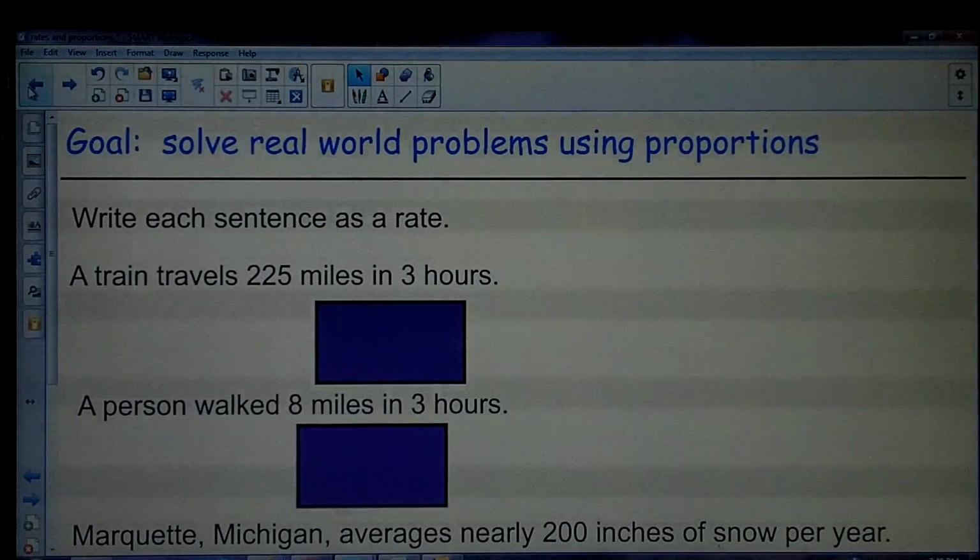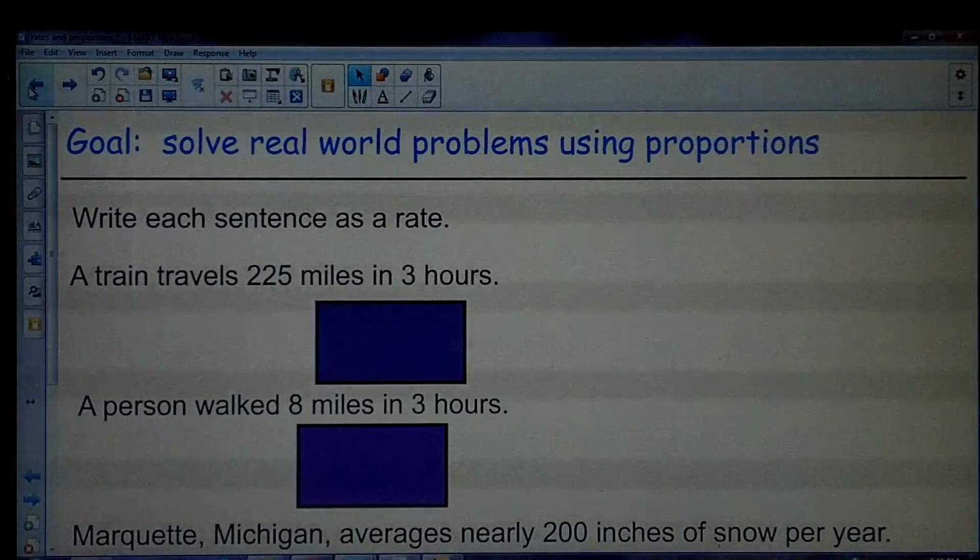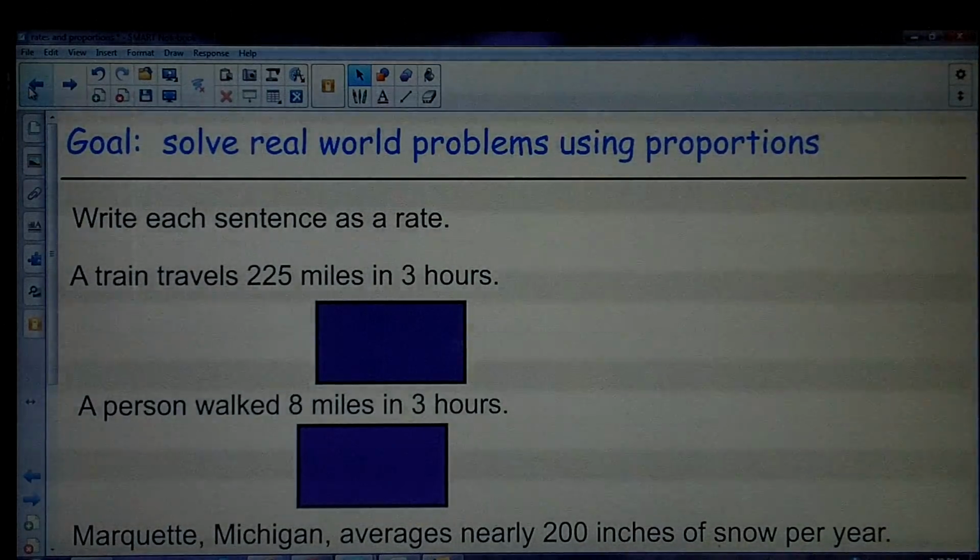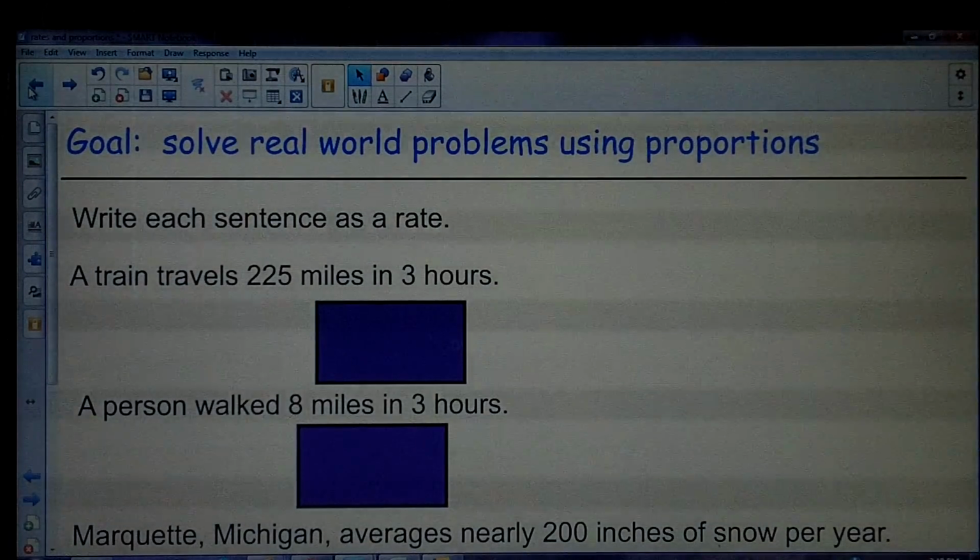Today we will be solving real-world problems using proportions. Before we jump into proportions, we have to talk about rates. A rate is where you compare two different items or objects.